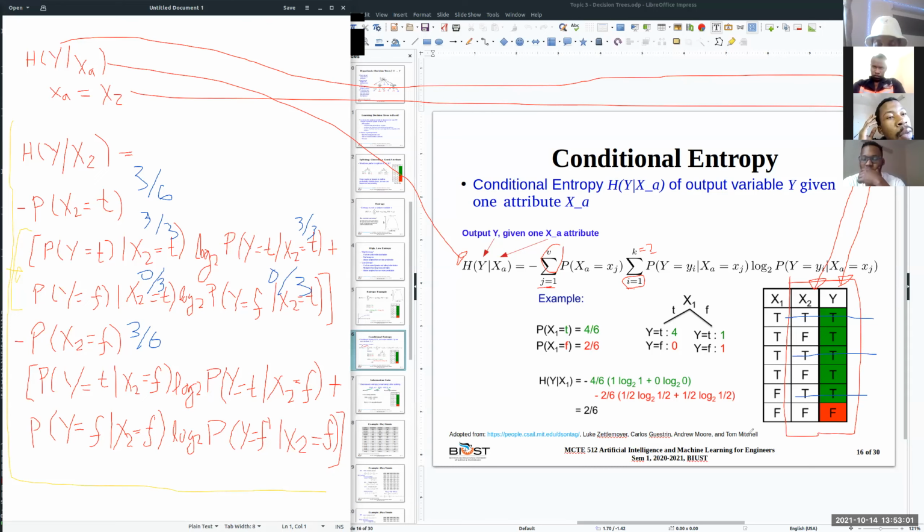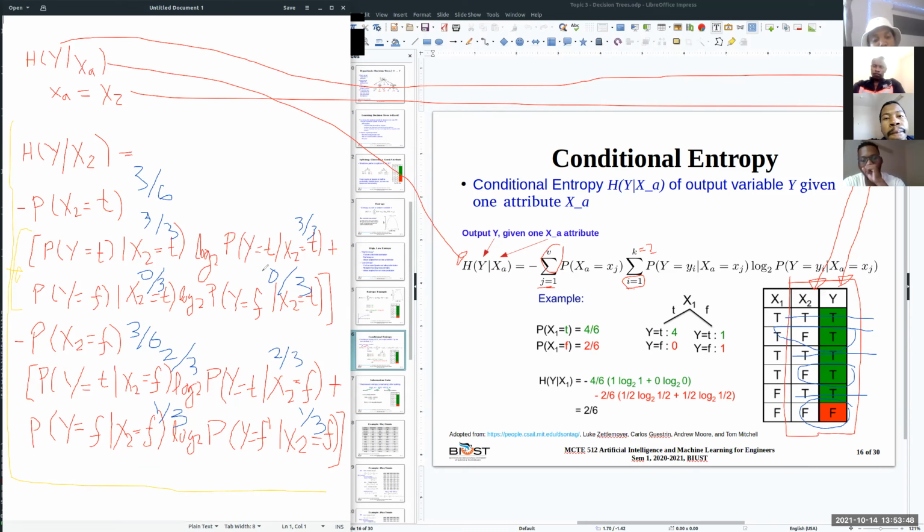Now when x2 is false, we look at the rows where x2 is false. When is y true? 2/3. Y is true 2 times out of 3. And when is it false? It's 1/3. So 2 times it becomes true and 1 time it becomes false. Any questions? That's all.